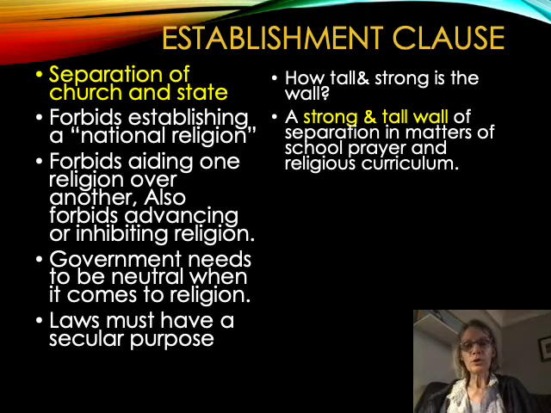Well, when it comes to public education in the United States, the Supreme Court has been pretty clear about what the wall looks like: there's a very, very strong and tall wall separating church from public education. And so when it comes to school prayer, teaching religious curriculum, posting the Ten Commandments outside of, like, the principal's office, none of that is allowed.